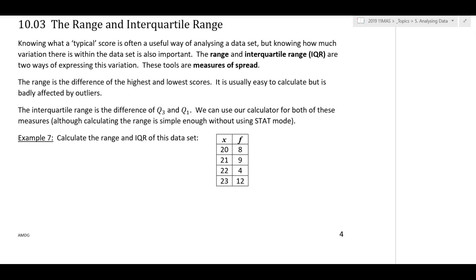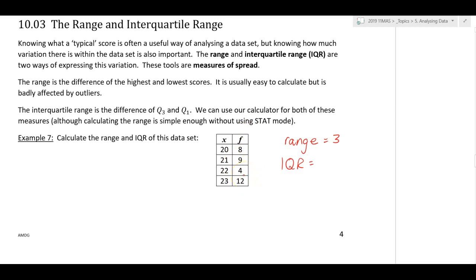With these ones here, I think what we're going to do is use the calculator because it's worth the practice. Now, I won't use the calculator for the range because the highest score is 23 and the lowest score is 20. So my range, I'm not even going to write an expression here. My range equals 3, 23 minus 20.